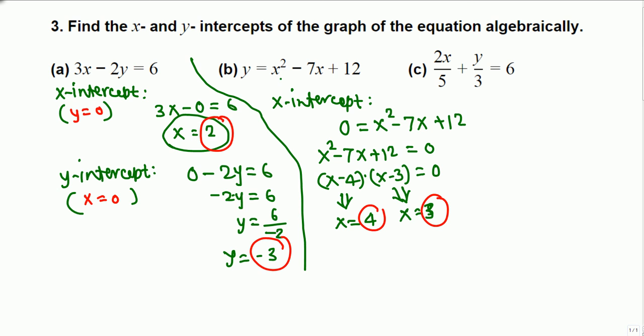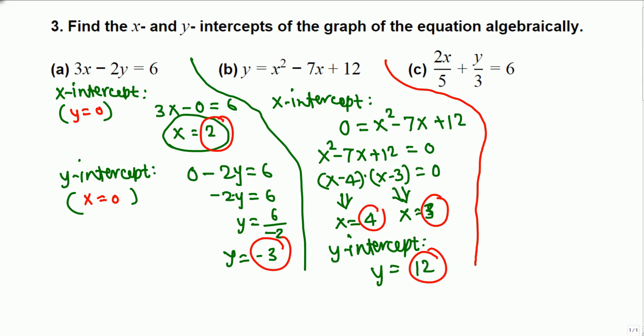Okay, next we need to find the y intercept for this, so we just plug in x equals 0. We get y equals 0 squared minus 7 times 0 plus 12, 0 minus 0 plus 12, just 12. So the y intercept is just 12. Let's go to the third question.